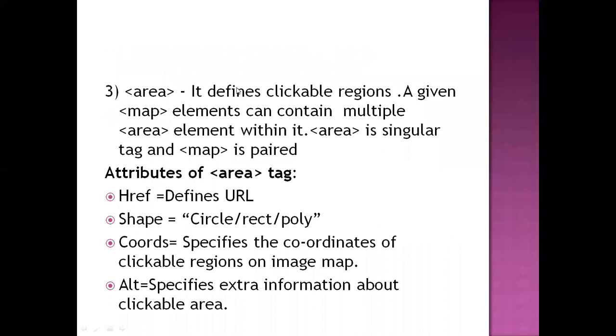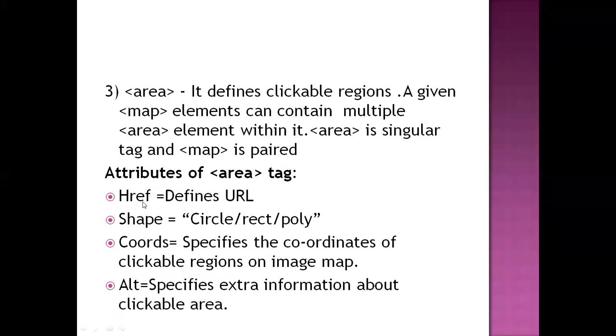A given map element can contain multiple area elements within it. The area tag is singular and the map tag is paired. Map is going to close with the closing map tag, but the area tag is a singular tag, it has no closing tag. There are different attributes of the area tag: href, shape, coords and alt.